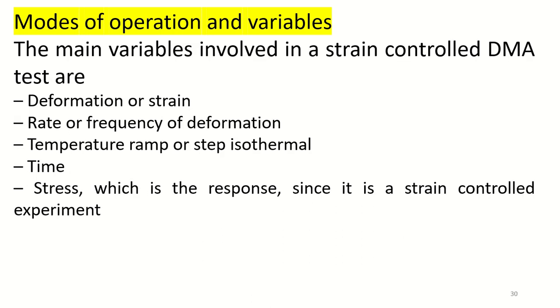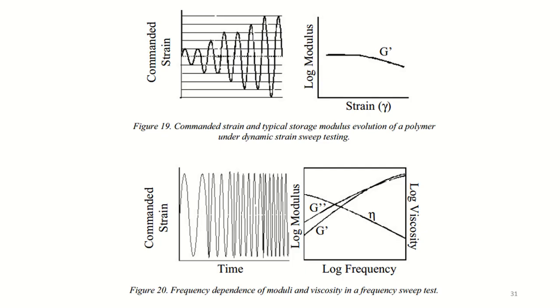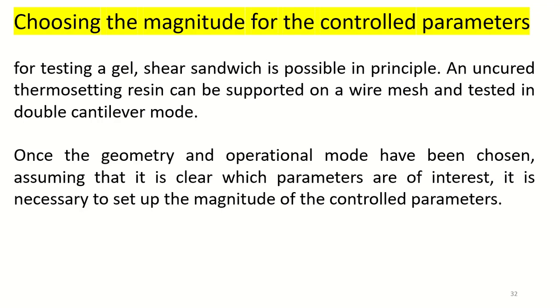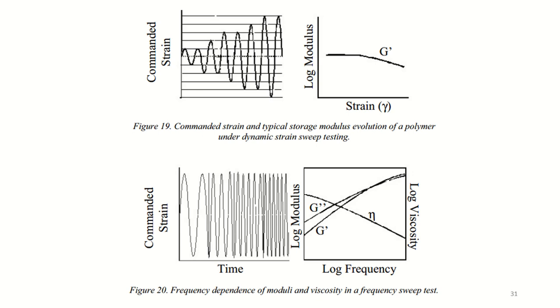The main variables involved in a strain controlled dynamic mechanical analysis test are deformation or strain, rate or frequency of deformation, temperature ramp or step isothermal, time, and stress, which is the response, since it is a strain controlled experiment. In a stress controlled experiment, strain is the measured response. Figures 19 and 20 illustrate the evolution of the controlled variables and responses in typical operational modes.